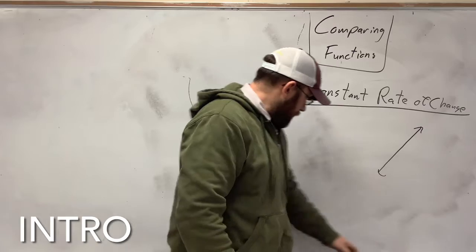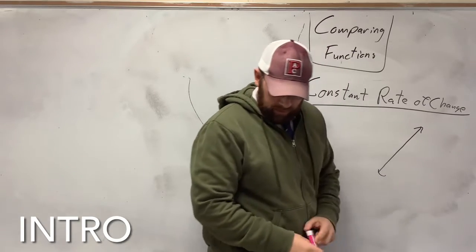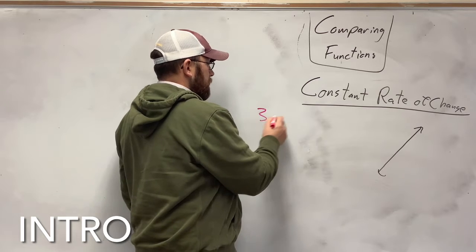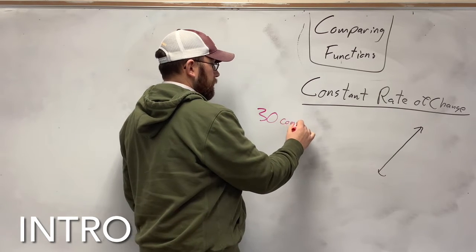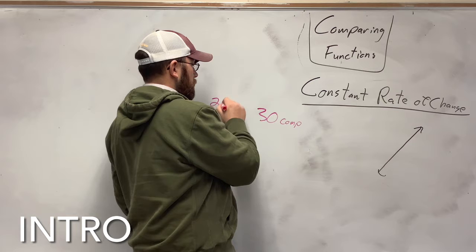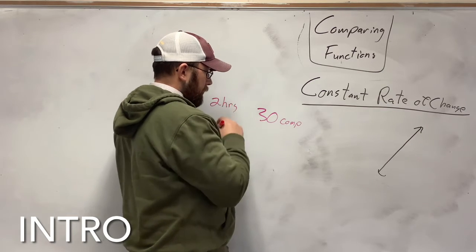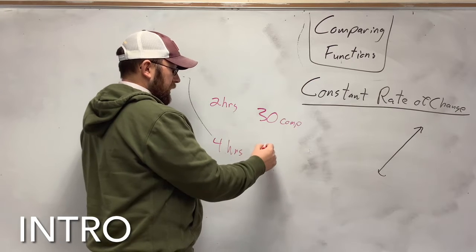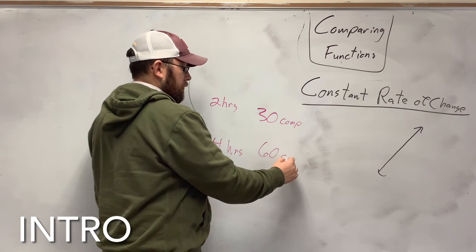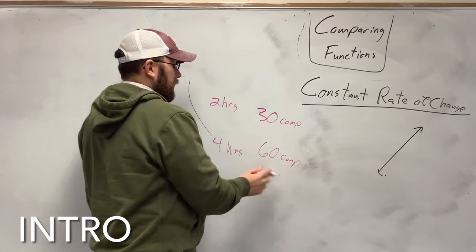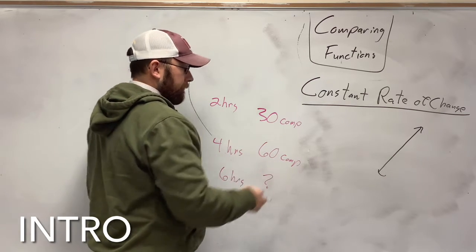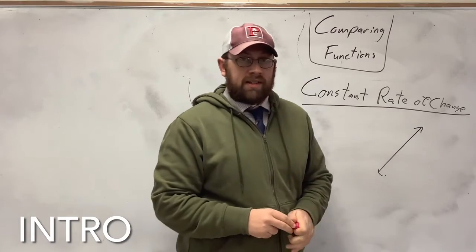So if I say a computer company makes 30 computers in 2 hours, all right, and then they make, in 4 hours, they make 60 computers. How many are they gonna make in 6 hours? Right, so this is just a constant rate.